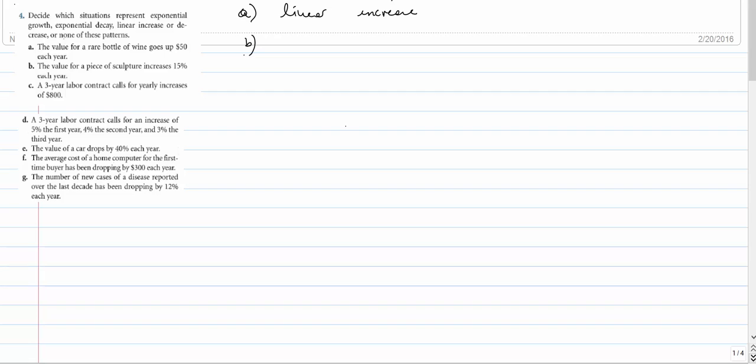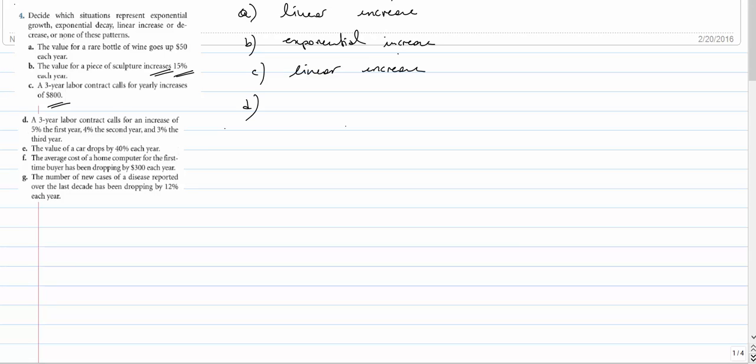B, the value of a piece of sculpture increases by 15% each year. Percentage increase, so I have here exponential increase. C, a three-year labor contract calls for yearly increases of $80. Linear increase.